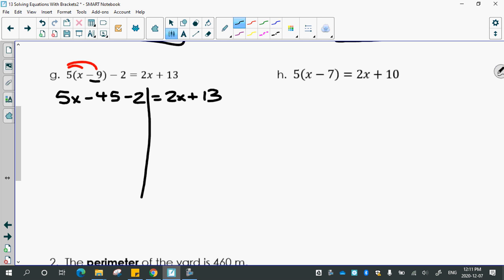We can either get our x's on the same side of the wall, or we can combine the -45 and the -2. Kind of doesn't matter which one you do first. Okay? Maybe I'll combine these guys first so it looks less complex when you've only got 2 terms on this side of the equation. But I have to be careful entering it in my calculator. -45 minus 2 is -47.